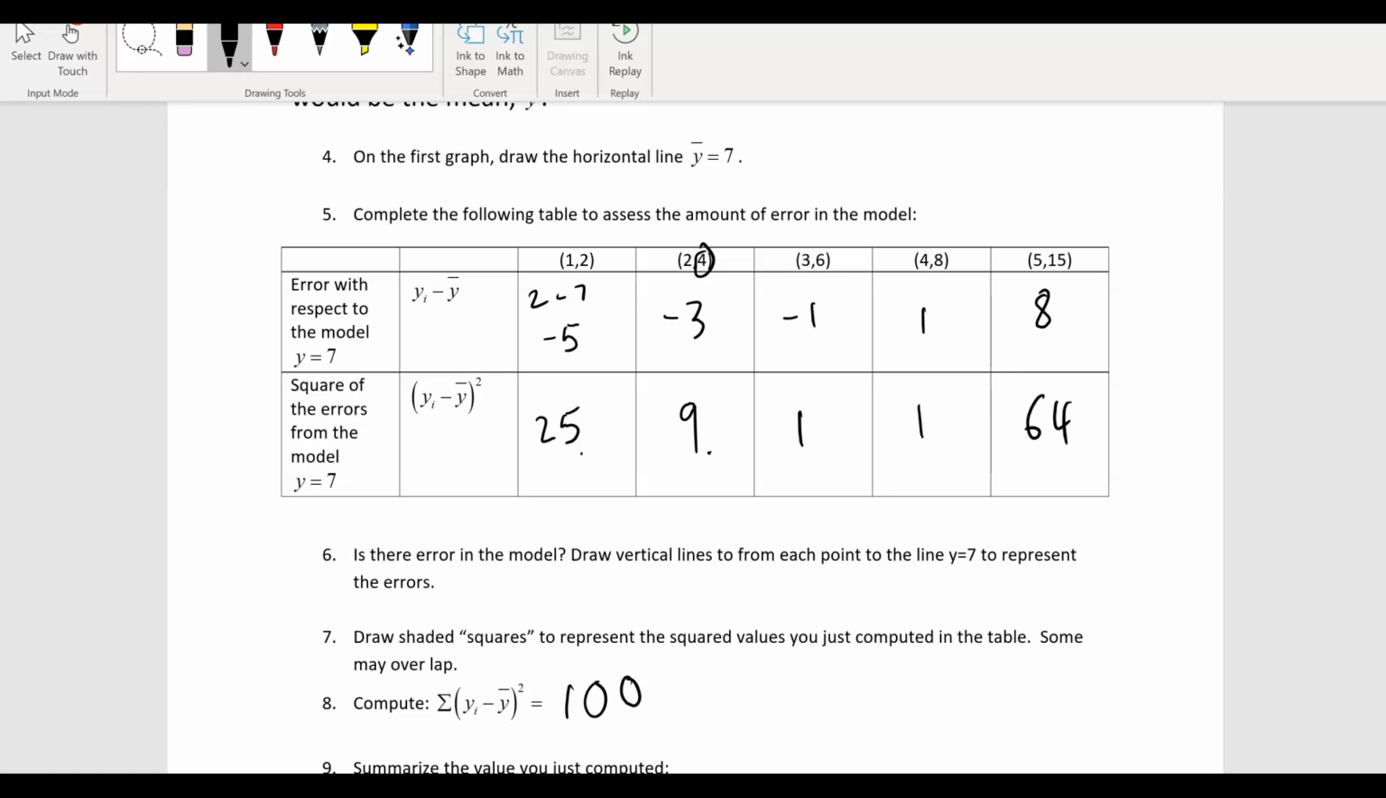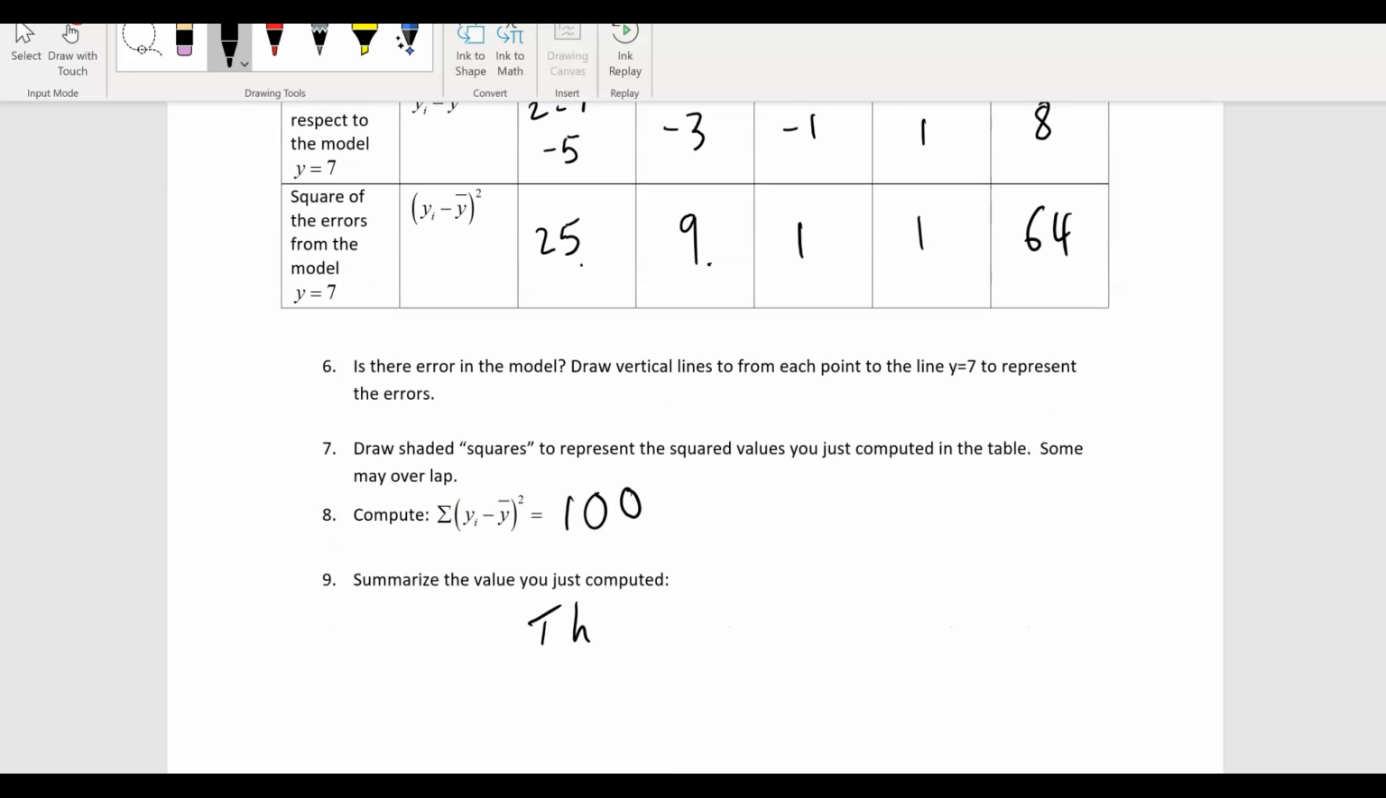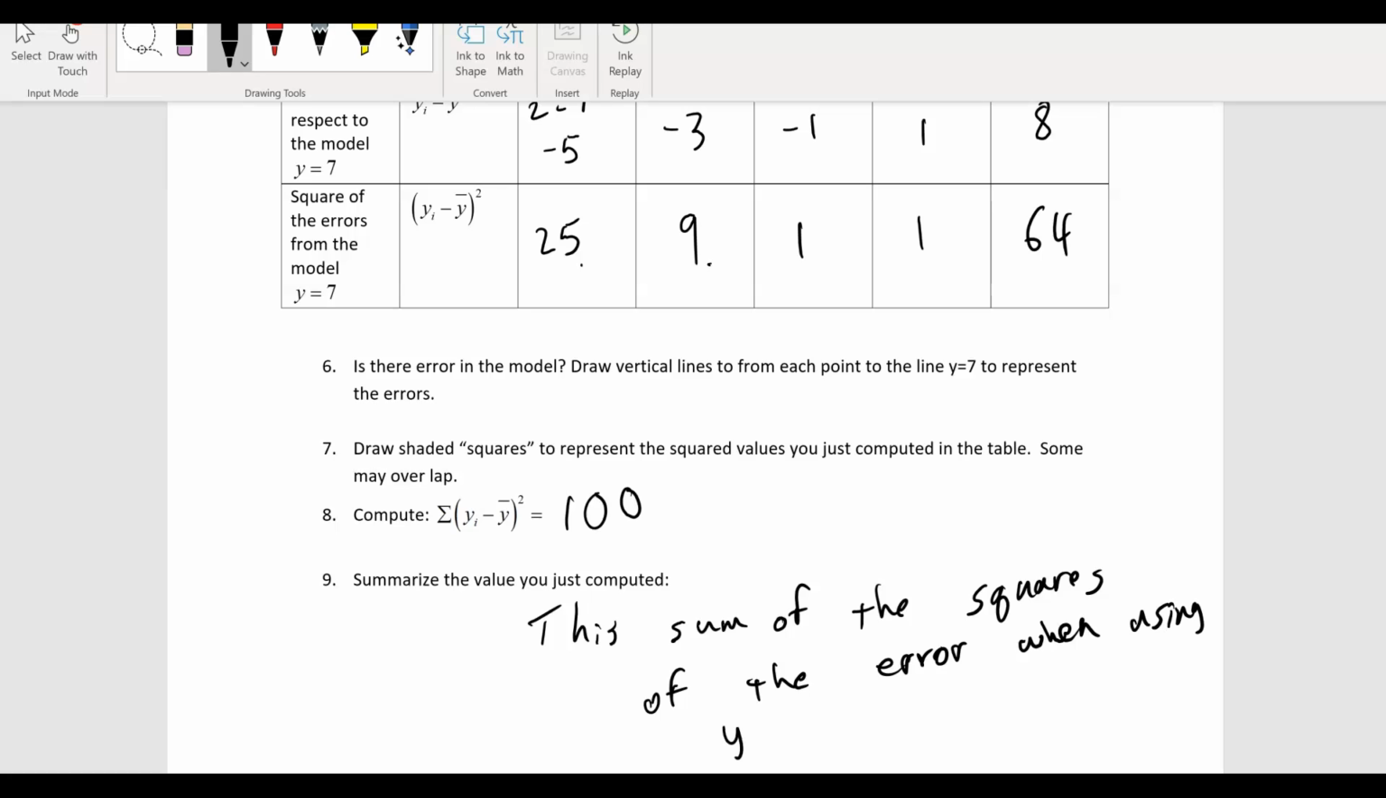You'll see later on in the activity, I'm using that value intentionally because we want to use the concept of a percentage to articulate what r squared means. Okay, so what if we just computed this? This is the sum of the squares of the error when using y bar equals 7 to predict y. Okay, so it's the best we have if we don't have another variable.